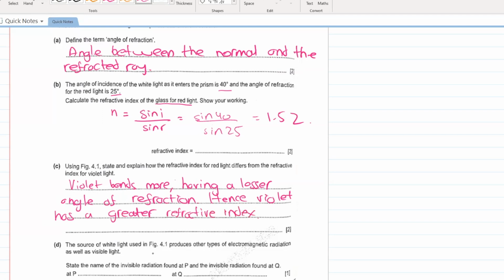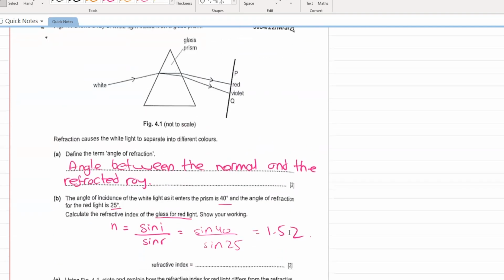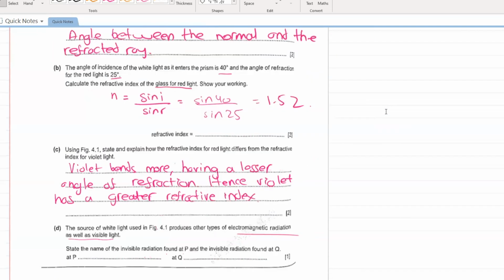The source of white light placed in figure 4.1 produces other types of electromagnetic radiations as well as visible lights. State the name of the invisible radiation found at P and the invisible radiation found at Q. The radiation found at P must have a wavelength greater than red light, so infrared radiation. The radiation found at Q must have a wavelength less than violet, so ultraviolet radiations. Simple. You can copy this down in the spaces below.